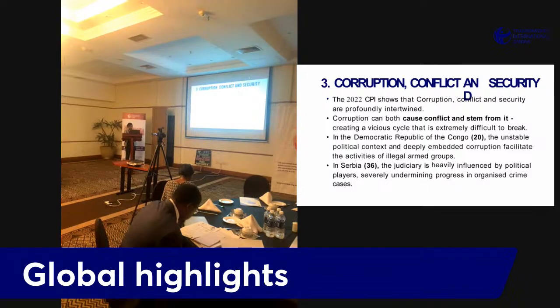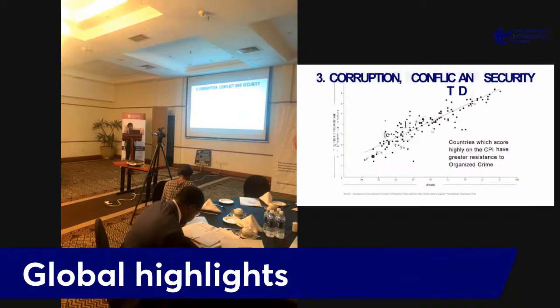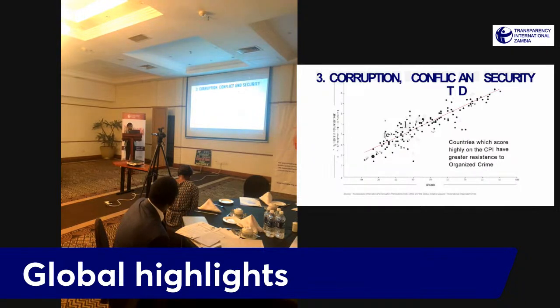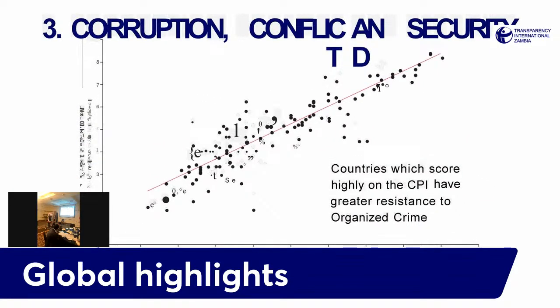This slide just shows a correlation analysis with regards to corruption and resistance to organized crime. So the analysis shows that top performing countries, so countries with a high CPI score, have greater resistance to organized crime. And countries with a low CPI score, so the CPI score is the horizontal axis, the vertical axis is resistance to organized crime. So countries with a low score also have a low resistance when it comes to fighting organized crime.